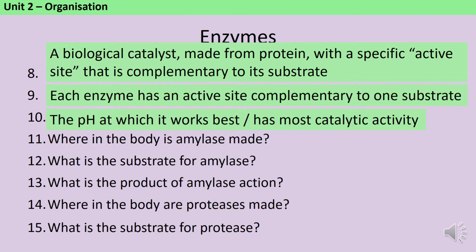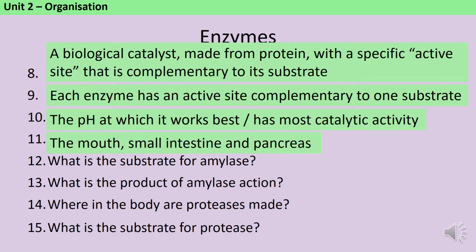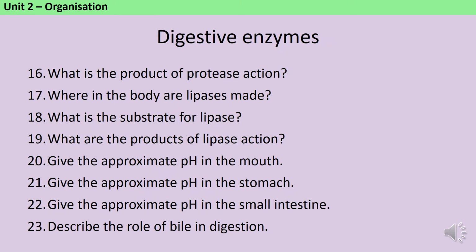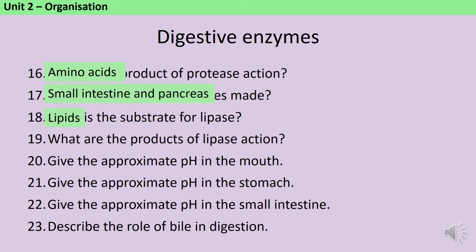Amylase is made in the mouth, the small intestine, and the pancreas, and it works to break down starch into simple sugars. Proteases are made in the stomach, the small intestine, and the pancreas, and they work on protein. When proteases break down protein, they make amino acids. Lipases are made in the small intestine and the pancreas, and they break down lipids, in other words fats and oils, and they make fatty acids and glycerol.